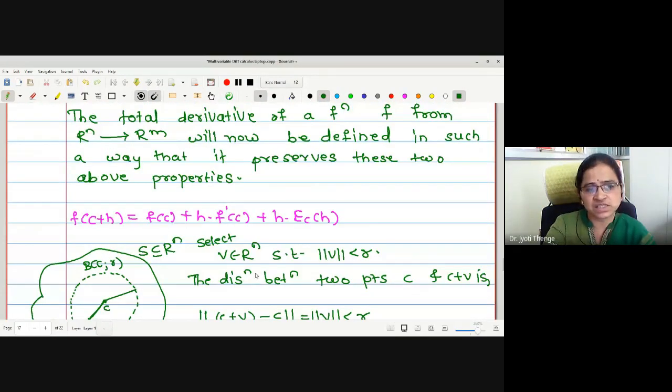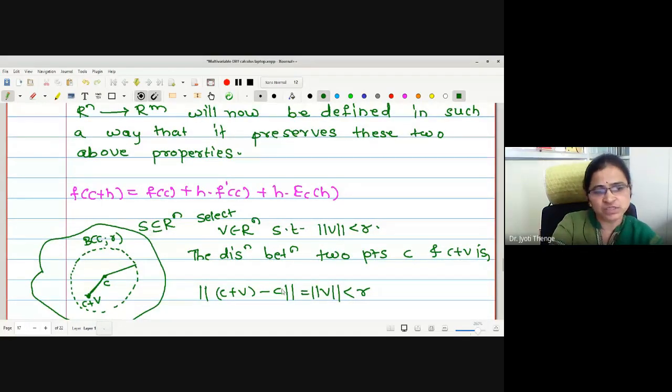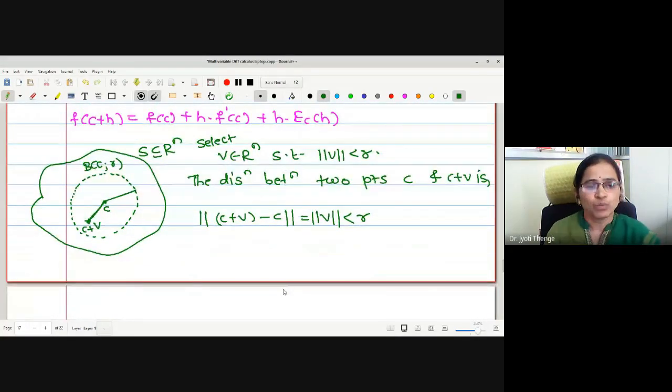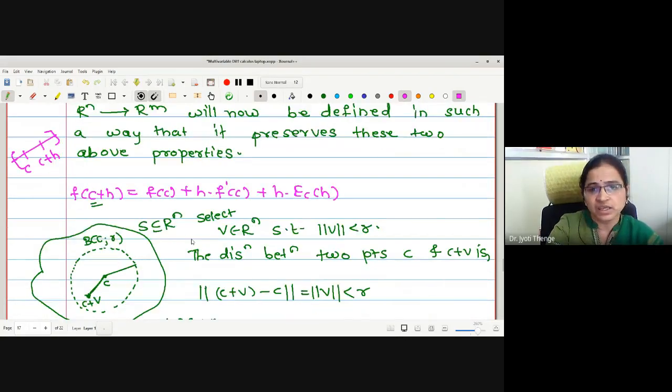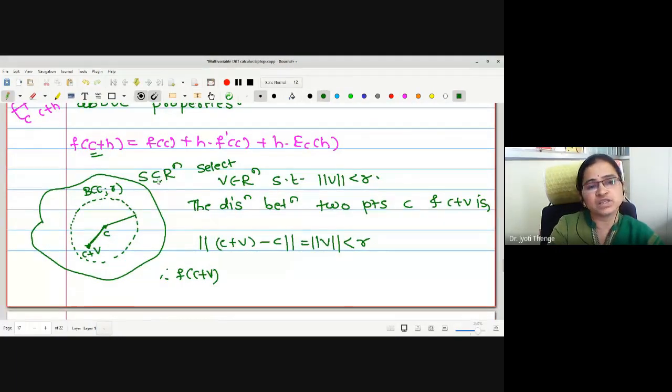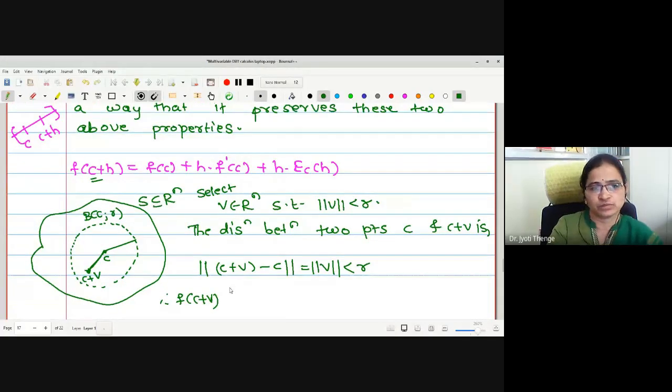Now let us define, just extend. Instead of C, C plus H, we will write C and C plus V. What will be the definition then? F of C plus V, correct now? Instead of C, C plus H. Whenever we are on a line, C and C plus H are the two neighboring points of the domain of the given function. Here we have ensured that C and C plus V are the points in the domain S of a function.